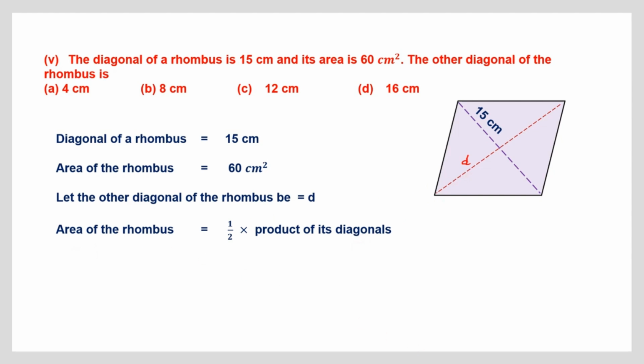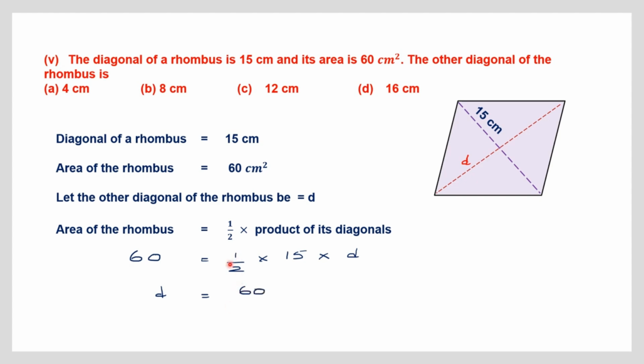Area is given to us. Let's substitute. Area is 60 centimeters square, and this is equal to 1 by 2 into product of the diagonals. One diagonal is 15 centimeters. The other diagonal is D. So we're going to use this. So 60 on the side, half into 15 into D. We're going to find the value of only D, so we're going to leave D here on the left hand side. On the right, we already have 60 in its place.